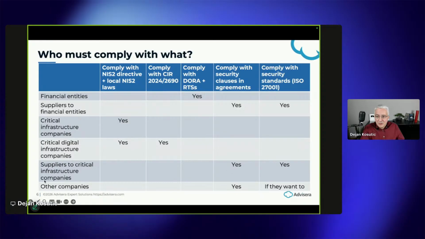If you are a supplier to a critical infrastructure company, you have to comply again with the security clauses in agreements, but you do not have to comply with NIS2. This is very important to understand. Also, if you are some other company dealing in some other way with a critical infrastructure company or a financial entity, and you have security clauses in agreements, you have to comply with those security clauses.